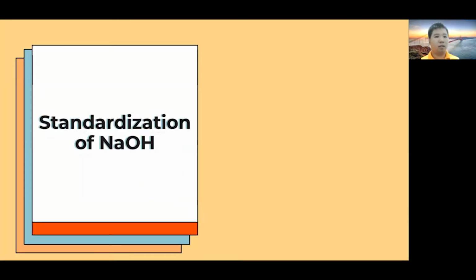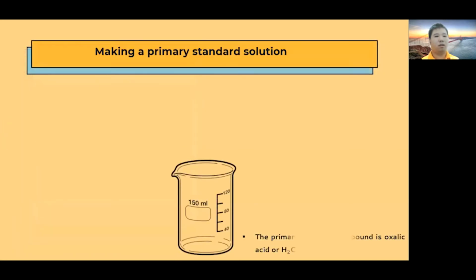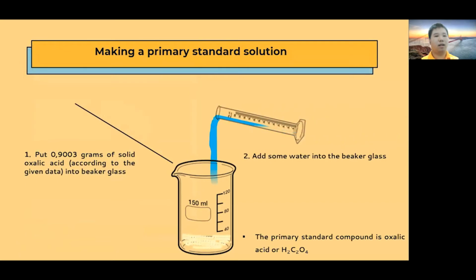Now we will discuss the experiment procedure, beginning with standardization of sodium hydroxide. First, we put the solid oxalic acid into a beaker glass, then add some water and stir it.